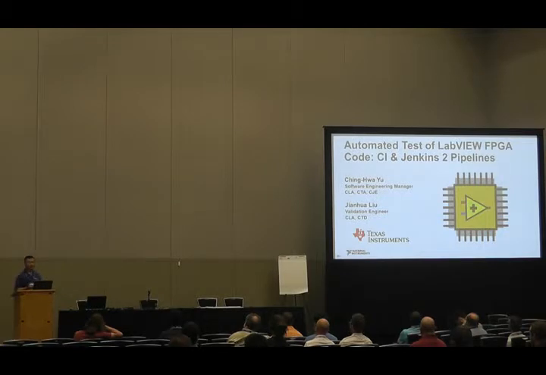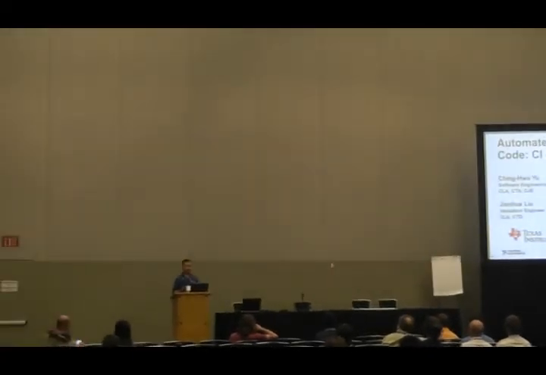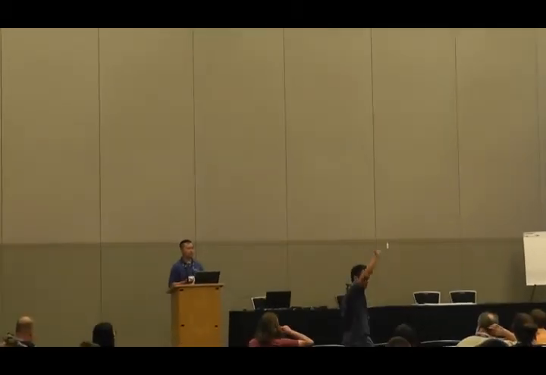So my name is Ching. I'm a software engineering manager. I'm a CLA, CTA, as well as a certified Jenkins engineer. And Jianhua, he's on my team. He's a validation engineer. He's a CLA and CTA.